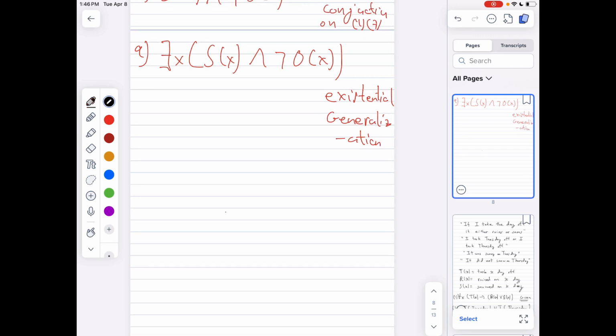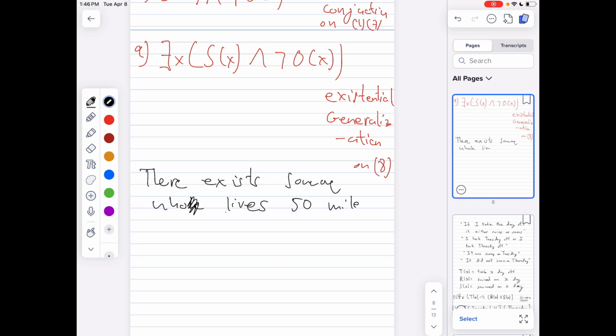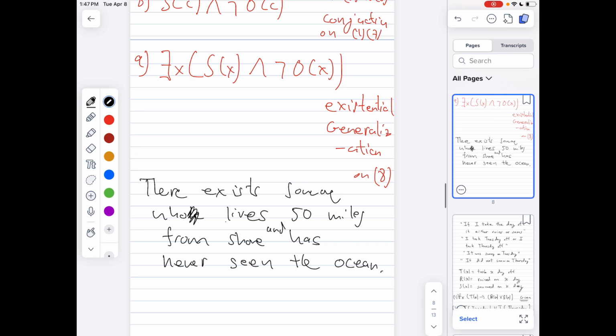And I could say the following in English. So on 8 here, I could say the following, that there exists someone who lives 50 miles from shore and has never seen the ocean. And there you go. So that's what we can conclude.